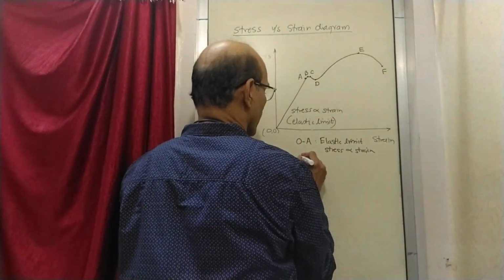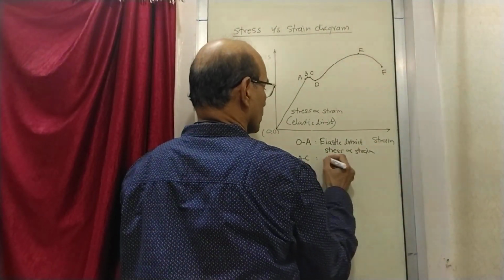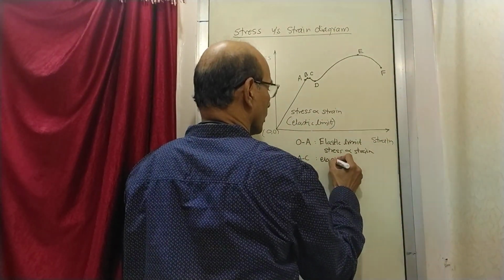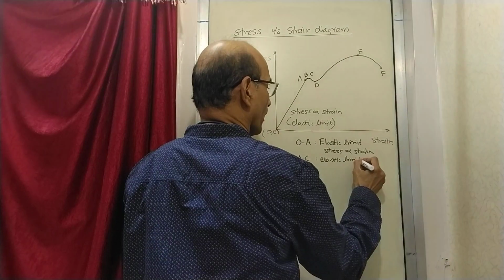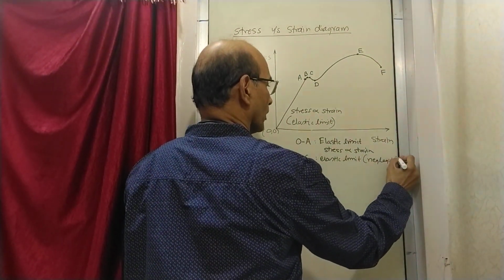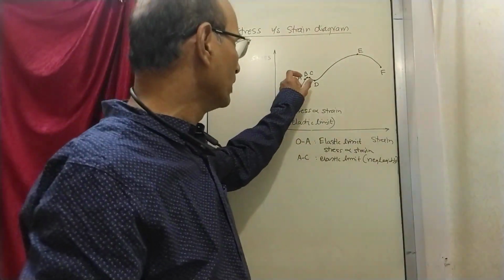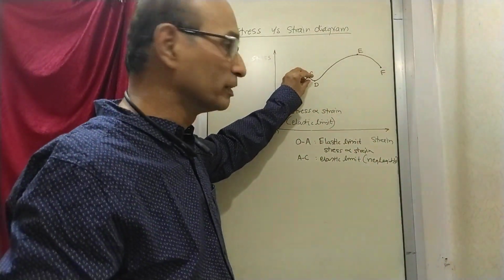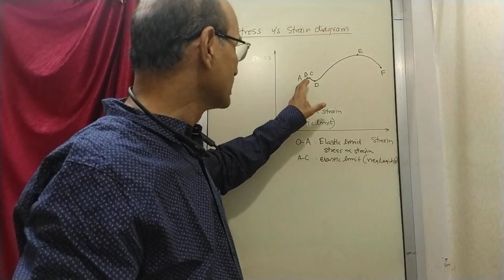A to C is also the elastic limit, but it is negligible. That means all these points are very, very close. In fact, A, B, C, D, all these points are very close. That means there is some change.